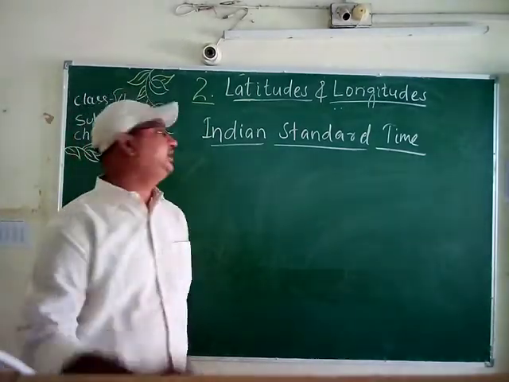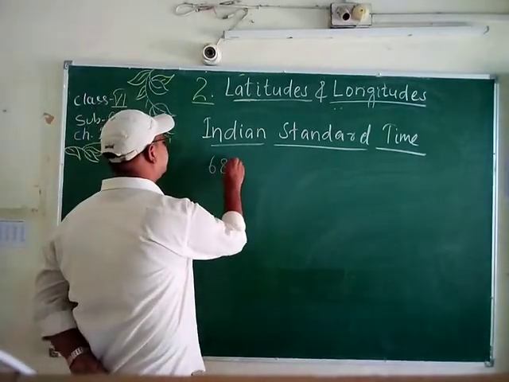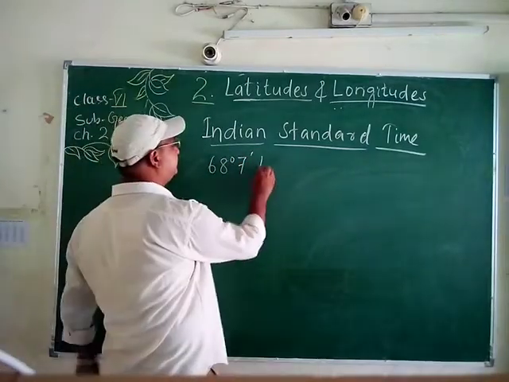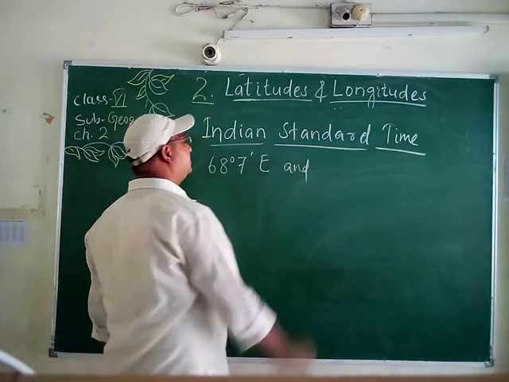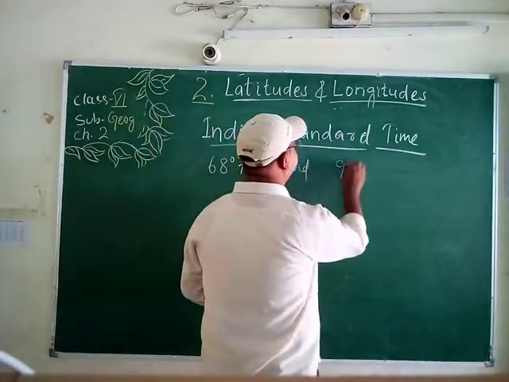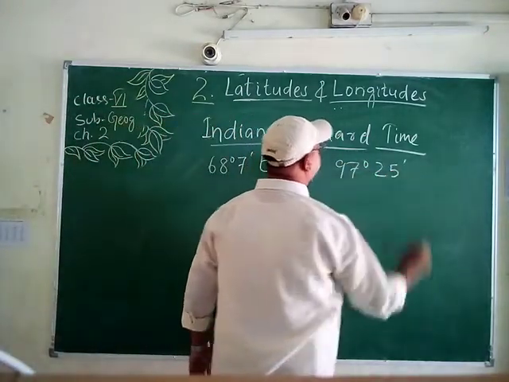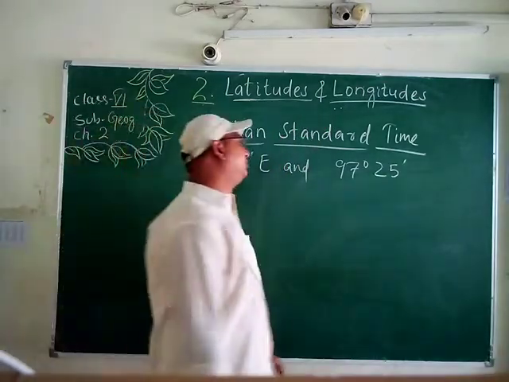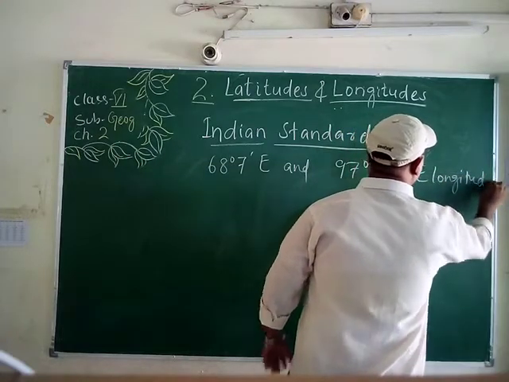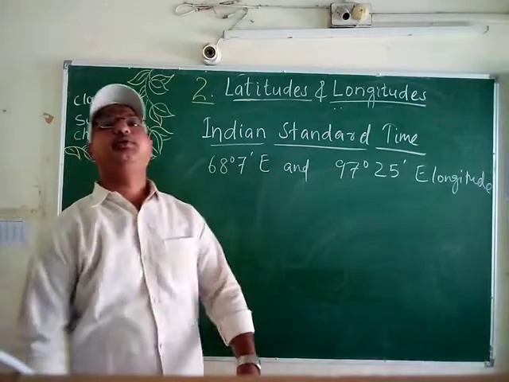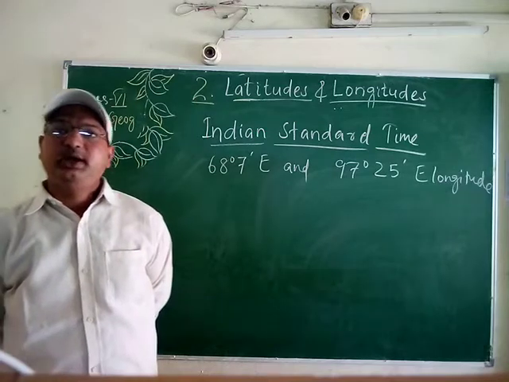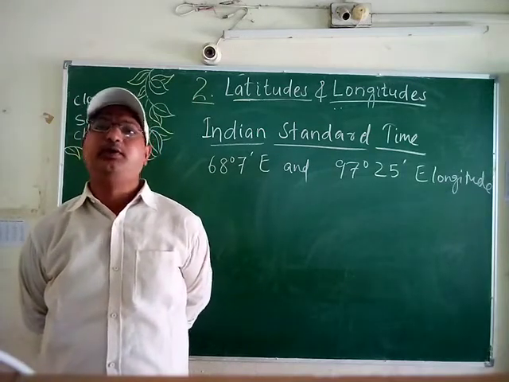It lies between 68 degrees 7 minutes east, where E stands for east, students, and 97 degrees 25 minutes east longitude. So this is the position of India. There is a span of 29 degrees between the east and west of our country.